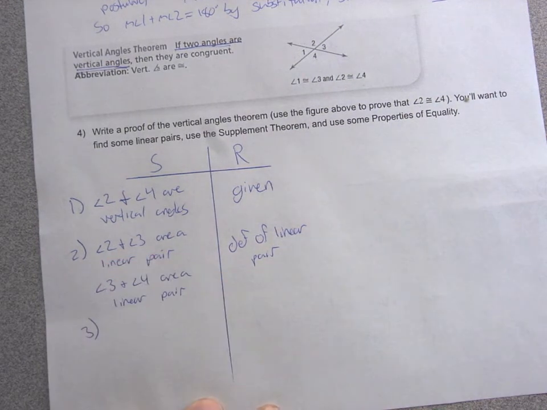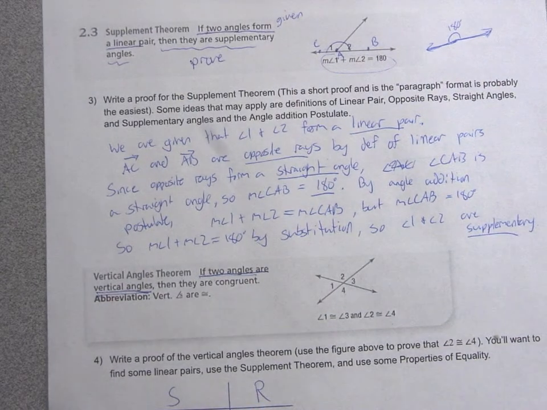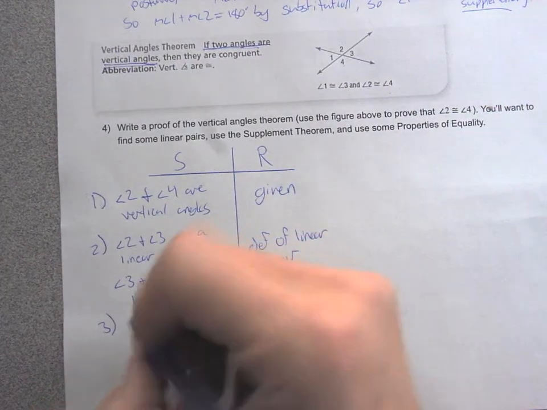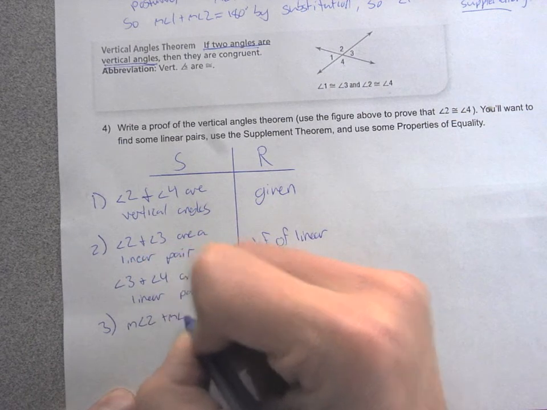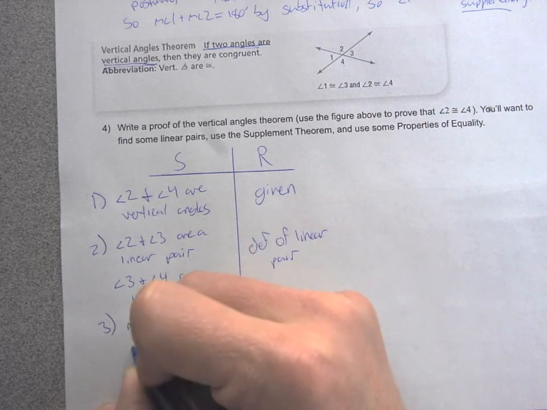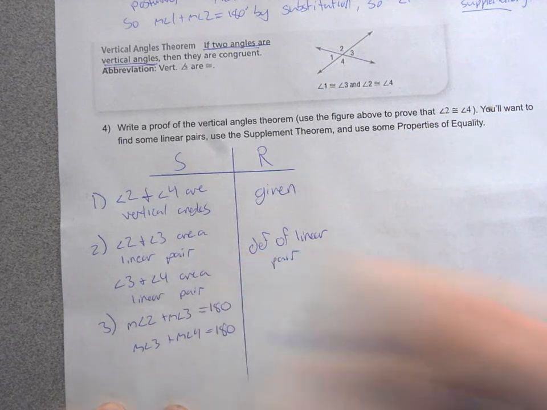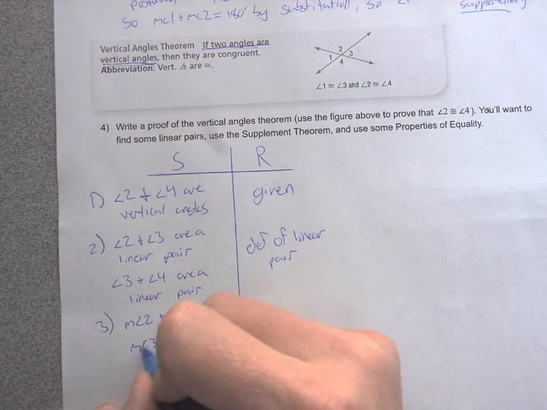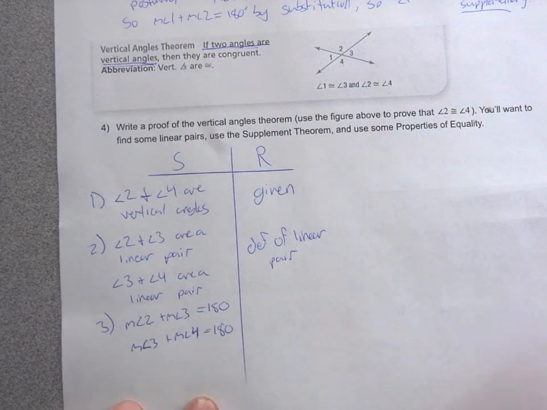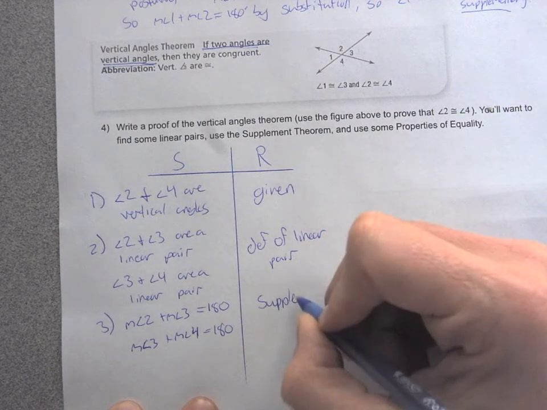Okay, well, what do we know about linear pairs? In the previous proof, we just showed that if two angles form a linear pair, then they're supplementary. So now we can use that. We just proved that theorem. We can use that theorem. So we know that they're supplementary, or in other words, the measure of angle 2 plus the measure of angle 3 equals 180 degrees. And we know that the measure of angle 3 plus the measure of angle 4 equals 180 degrees. That is going to be the supplement theorem we just proved in problem 3.